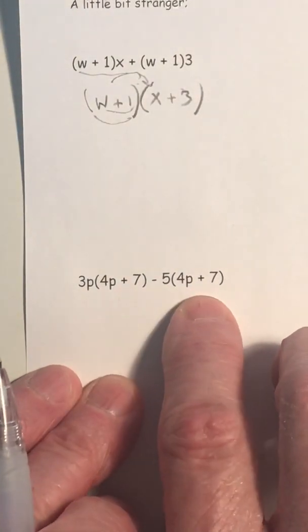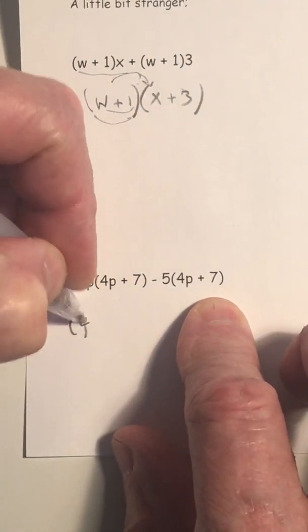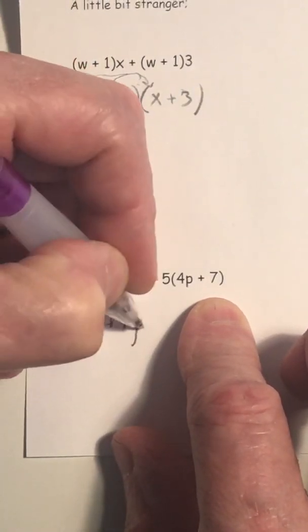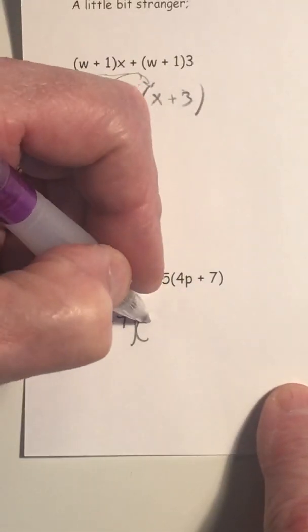Common factor here, common binomial factor, is the 4p plus 7. So I'll do 4p plus 7 times, what's in the parentheses? 3p minus 5.